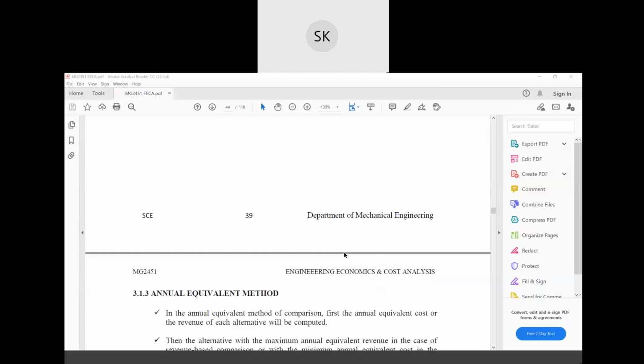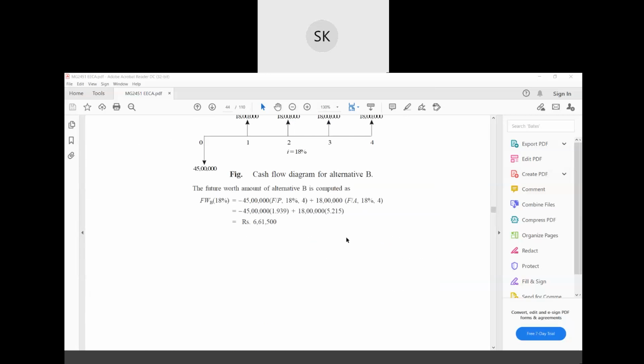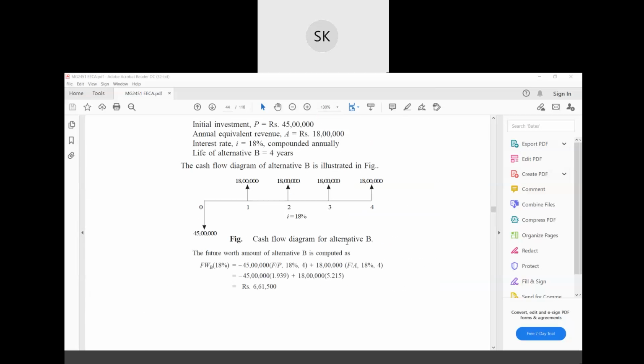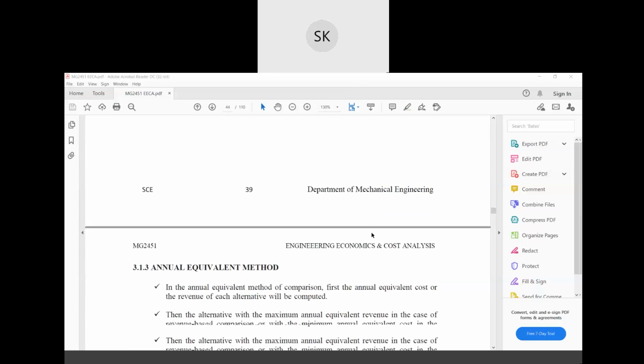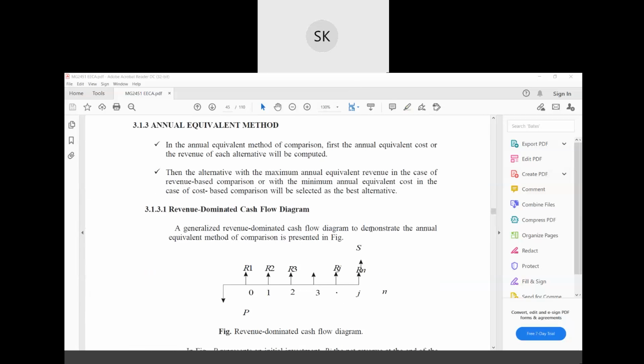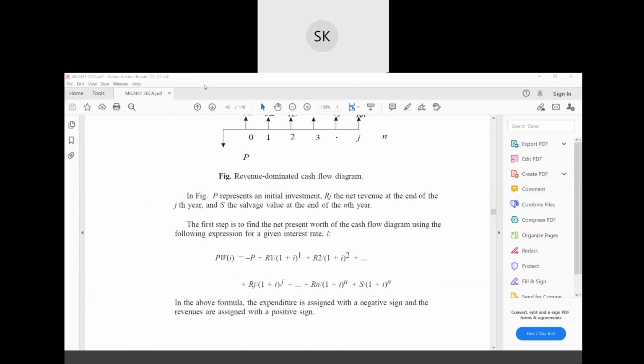Alternative B is this much, so now you have to make a decision. Which one will you take? Alternative A, which is giving more revenue, more worth. In the next class we will discuss annual equivalent and other methods. Okay.